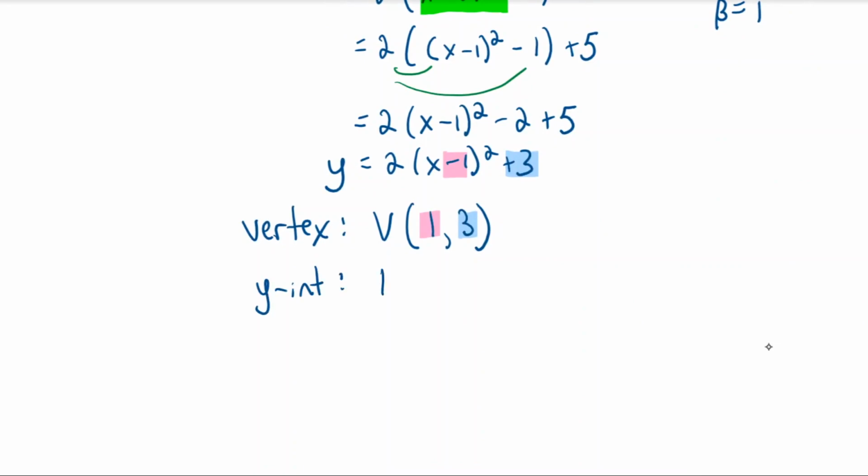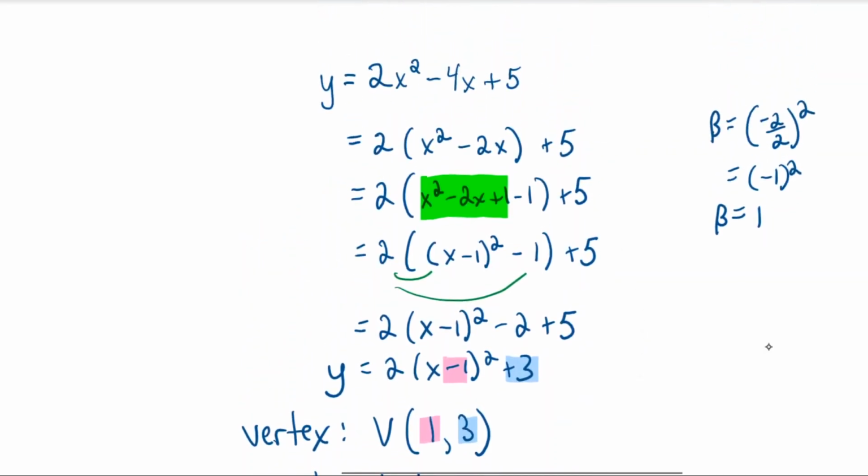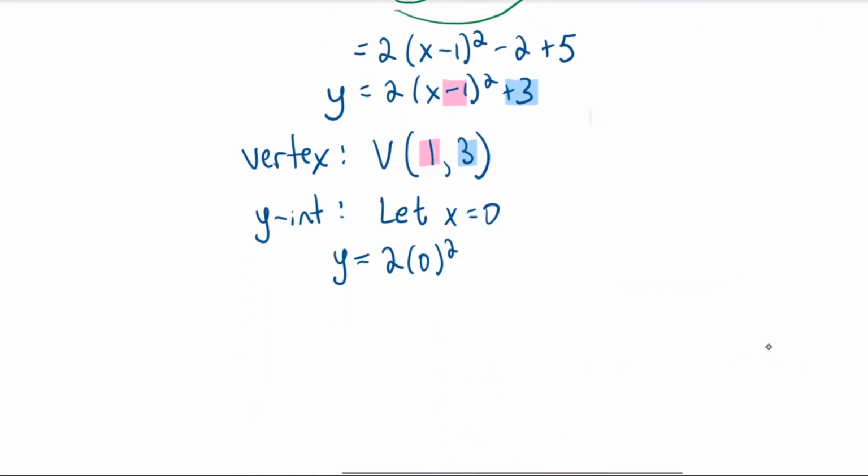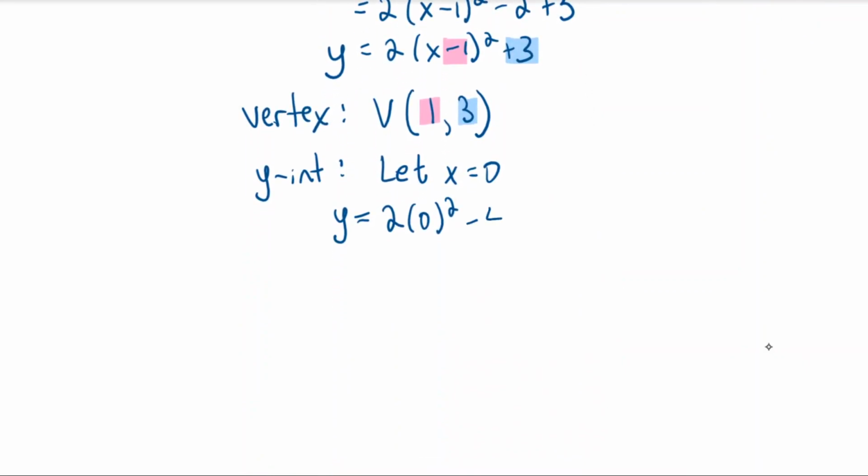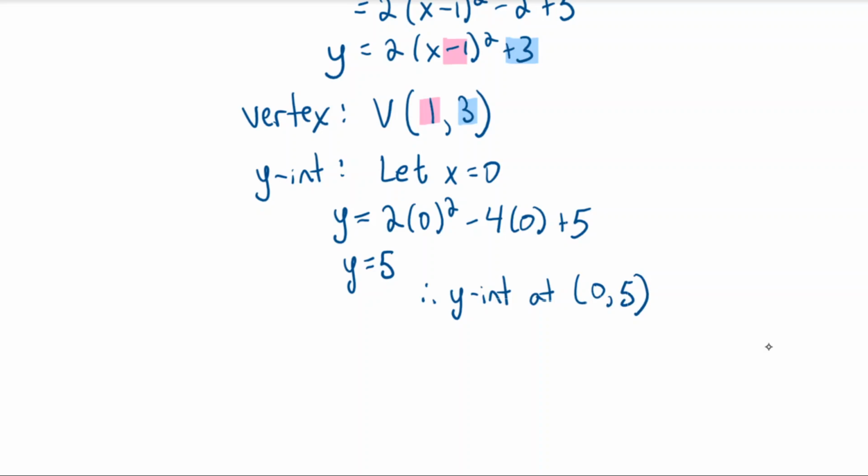Let me just show you this formally. So we're going to let x equals 0. Our equation is 2 times 0 squared minus 4 times 0 plus 5. So we get y equals 5. All right, this will be enough to graph it.